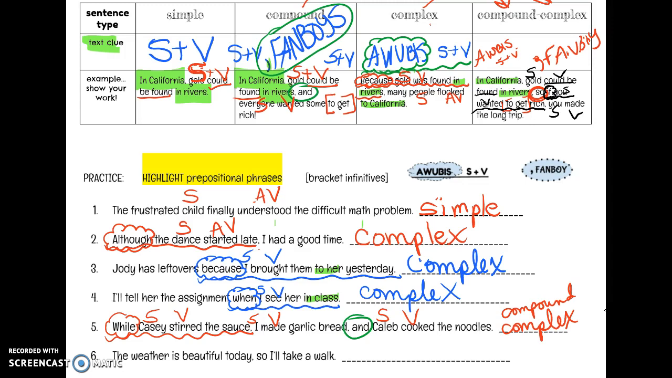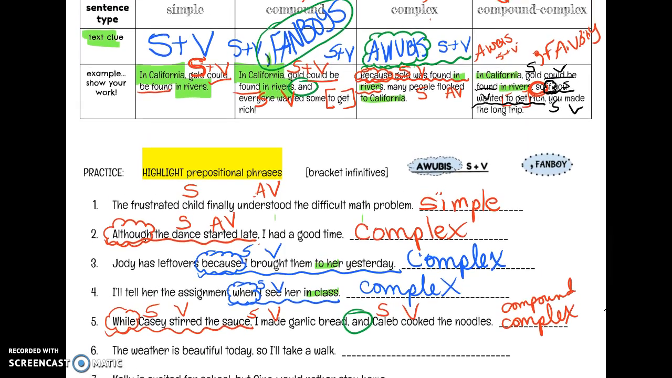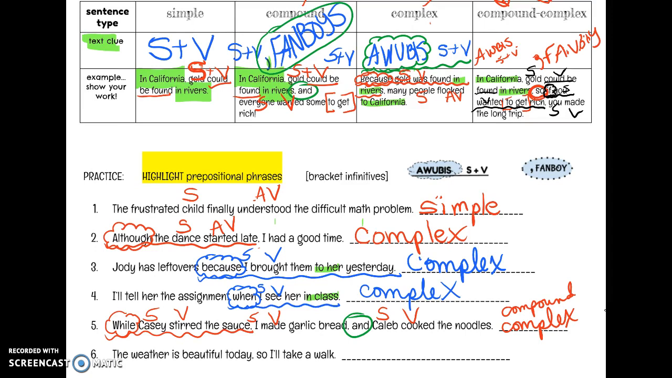And the last one. The weather is beautiful today, so I'll take a walk. Oh, that's not my last one, sorry. The weather's beautiful today, so I'll take a walk. Look to see my text clue. I see that comma so, that's a FANBOYS. So I want to see, is there a subject and a verb on both sides? Weather's a subject, the weather is. I'll take a walk, I am the subject, and will take is a verb. So I see a compound sentence.